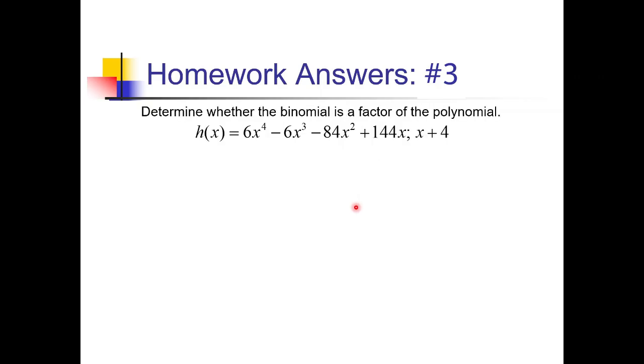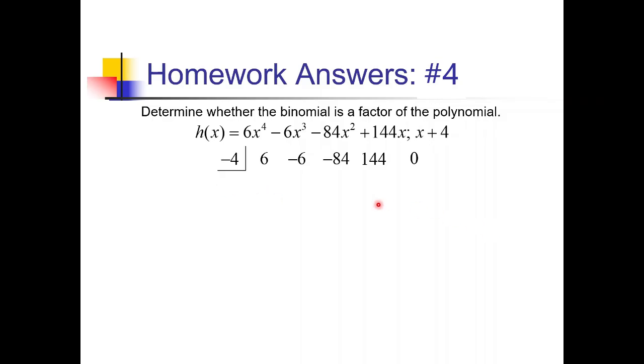For this problem, to figure out if x plus 4 is a factor of this h of x polynomial, we're going to use a little synthetic division and see if we end up with a 0 for a remainder. So writing out my coefficients, I've got a 6, negative 6, negative 84, positive 144, and we got to be careful here. There's a missing constant term, so that gives us a 0 for that placeholder. And now my k value that I'm plugging in with synthetic division is going to be negative 4, because negative 4 plus 4 would zero out this binomial.